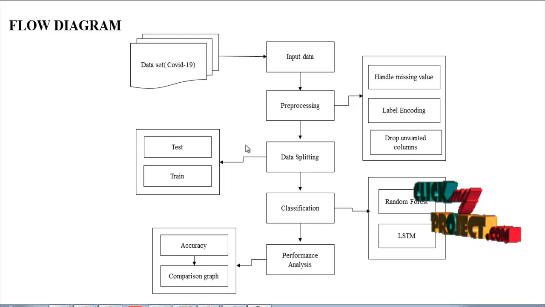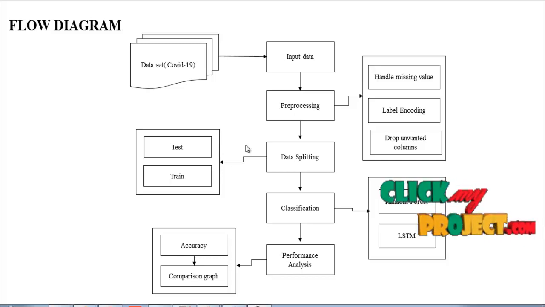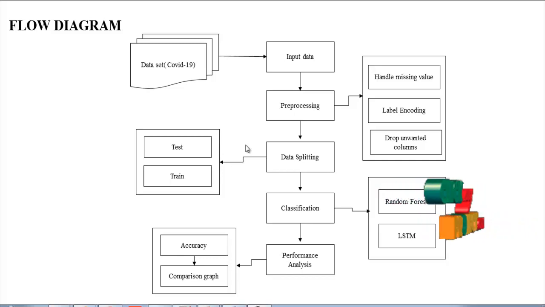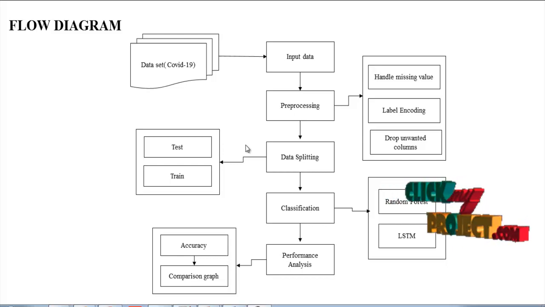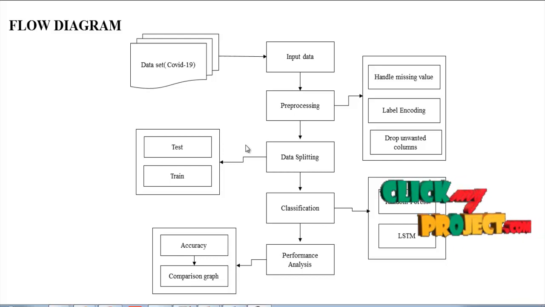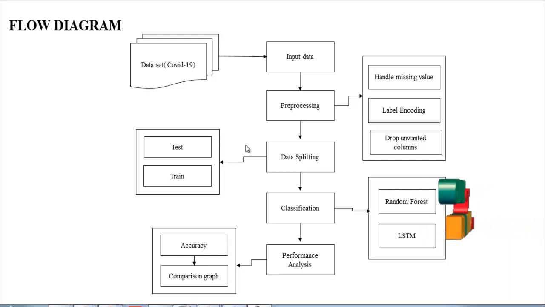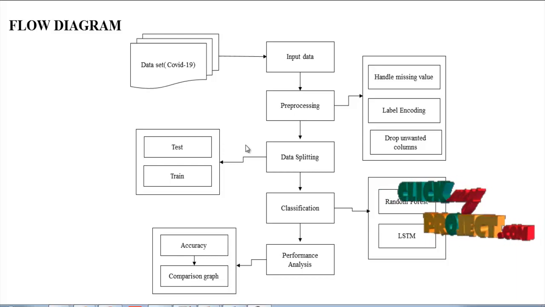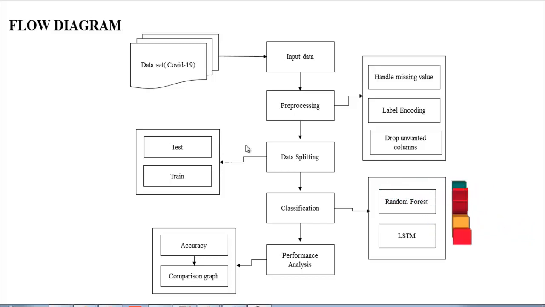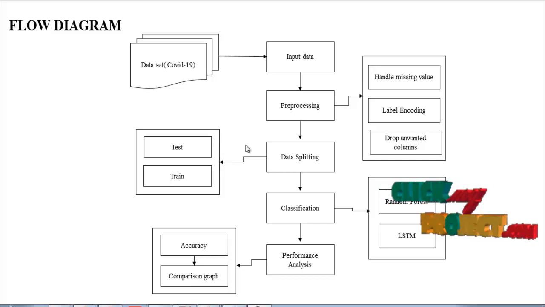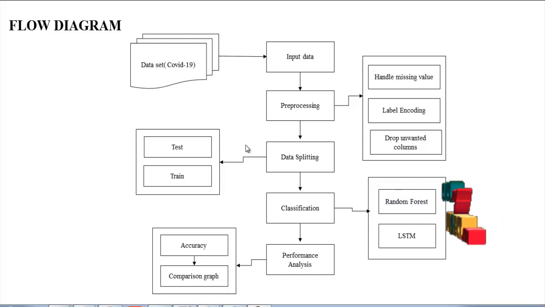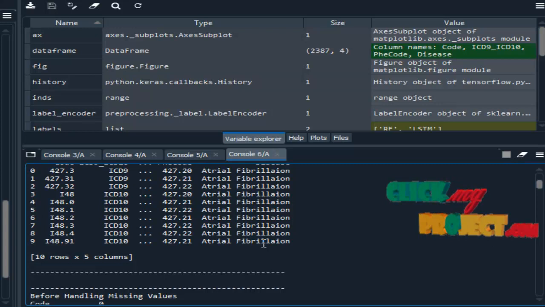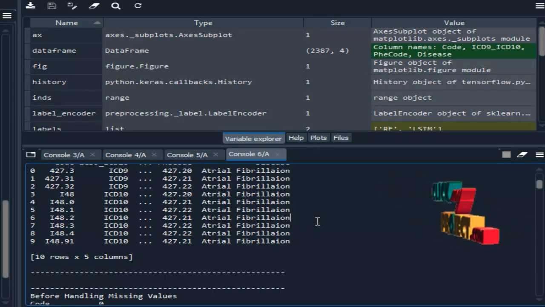In machine learning, we use random forest. In deep learning, we use LSTM. After that, the performance analysis. Finally, the result shows the accuracy for both algorithms, that is random forest and LSTM, and also a comparison graph for both algorithms. So this is the flow of our process. Next, we are going to see the demo part, that is our output.